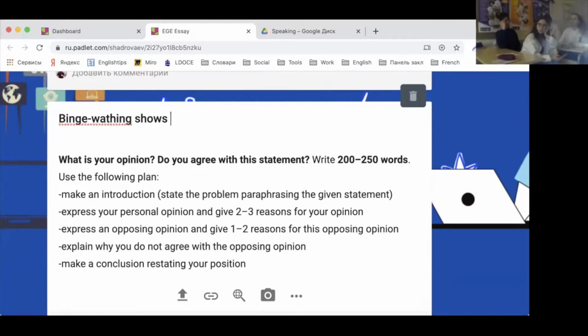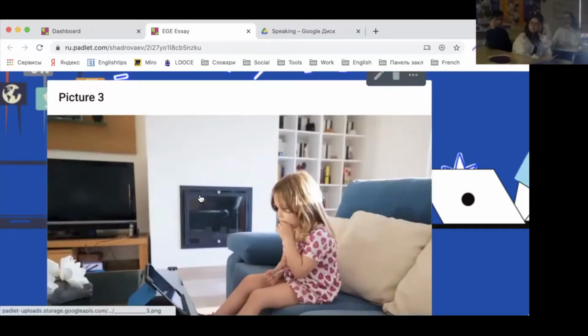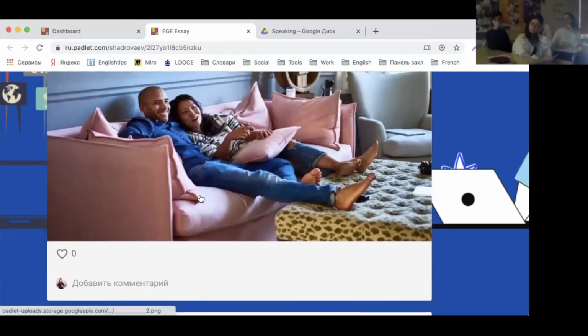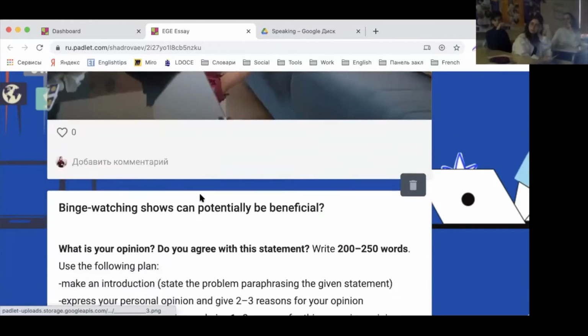Binge watching shows, oh, sorry, there's a typo. Binge watching shows can potentially be beneficial. Do you know this word, beneficial? Any questions at this stage? Binge watching is difficult. Any guesses in relation to these pictures? All these people are binge watching. Any ideas what it means?